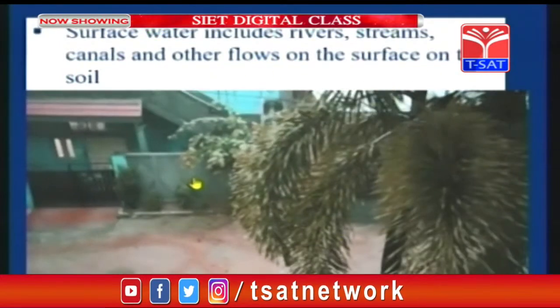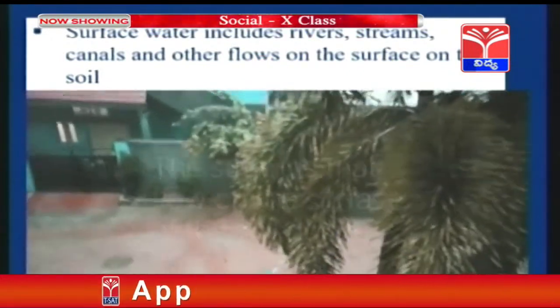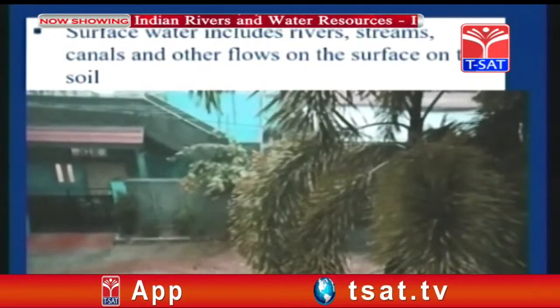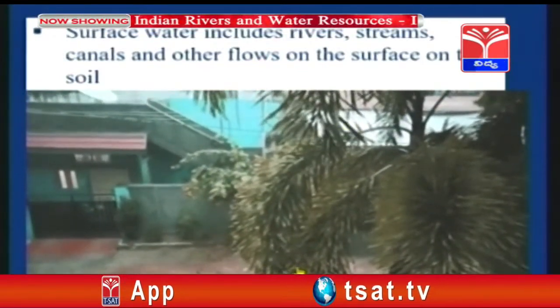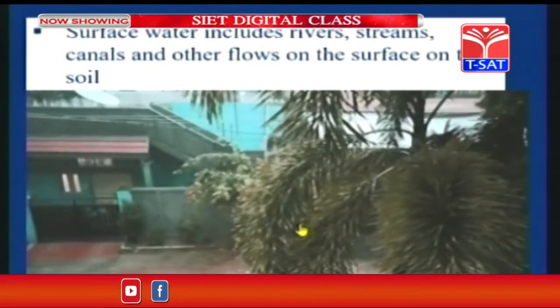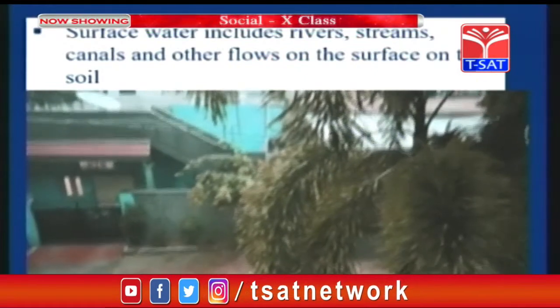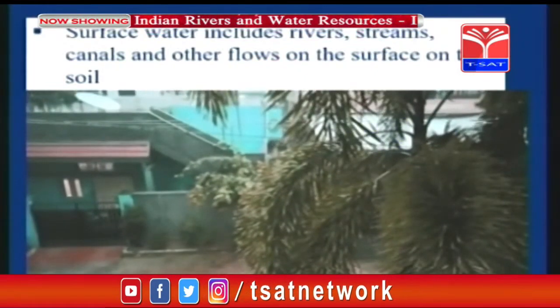So here you can see in this video the small streams that are moving on the surface of the soil. Is it not? So this can be taken as a stream, and even during heavy rainfall, there can be huge canals that will be flowing onto the surface of the soil. So that all can be called as the surface water.